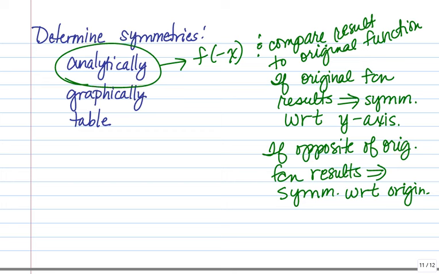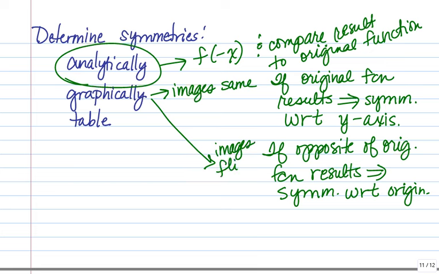Okay. Now, graphically, you're going to have to look at the images on the left side and right side of the y-axis to determine if it's the same image or if it's a flipped image. So for it to be symmetry with respect to the y-axis, the images have to be identical on either side of the y-axis. For it to be symmetric with respect to the origin, the images on either side of the y-axis have to be flipped.